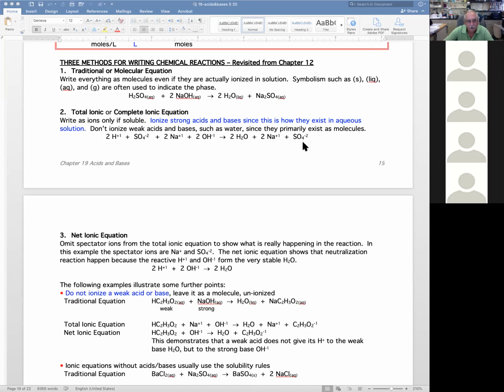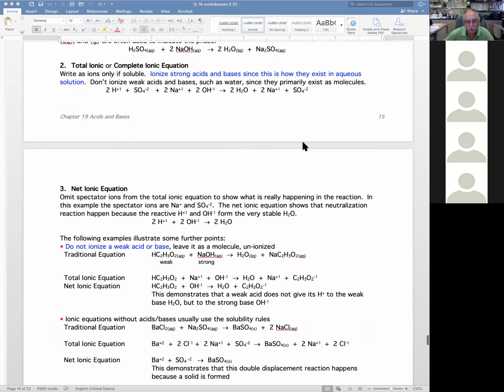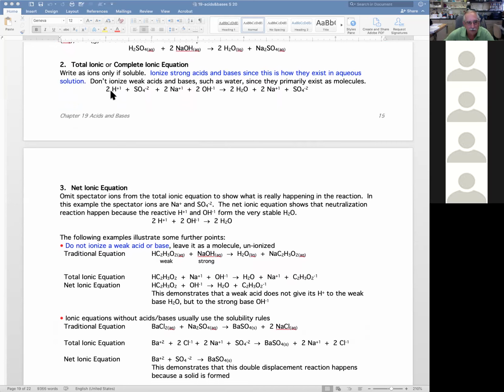And then with the net ionic equation, I take out all the spectator ions. So what did hydrogen do? Oh, it reacted with this to form water. What did sulfate do? Nothing, it's a spectator ion. Sodium, spectator ion. Hydroxide did something. So the net ionic equation is simply the formation of water.